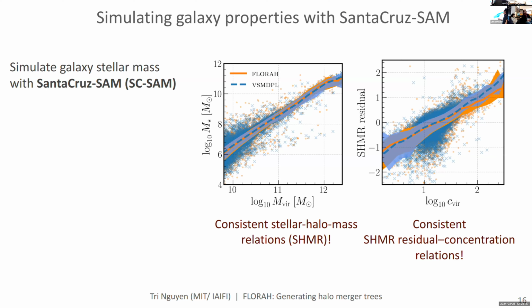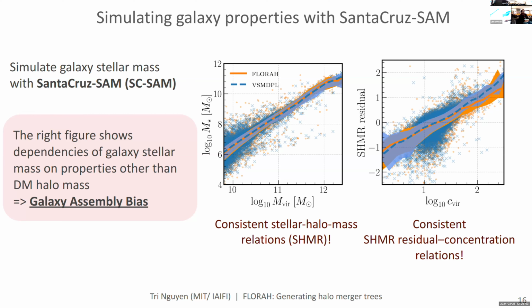All right, so another thing you can do is you can take this mass assembly history that you just generated, and you can start going from dark matter halos to galaxy mass assembly history. What we do is we take this mass assembly history and put it into the Santa Cruz SAM framework to simulate the galaxy stellar mass at each of the redshifts. So here I'm plotting, at z equals 0, the virial mass, dark matter mass, versus the stellar mass. Each of these are data points, and the band is the median and the 1 sigma, and you can see that they line up very well.